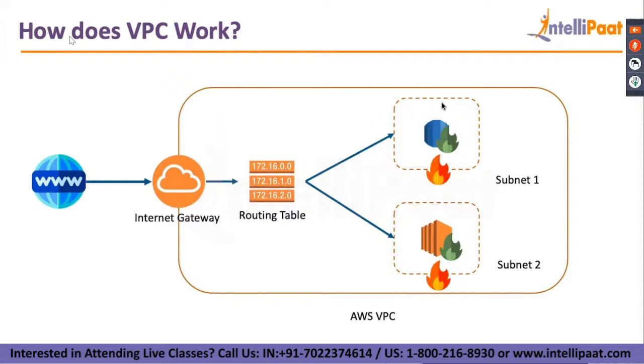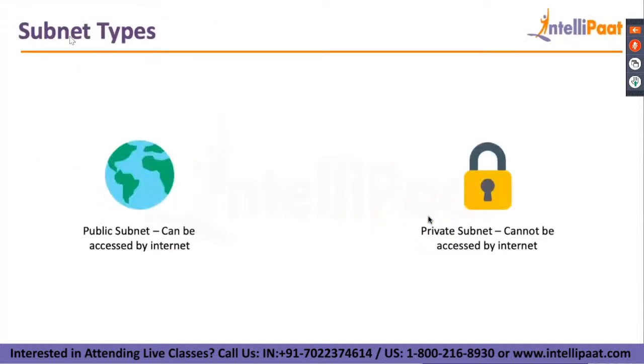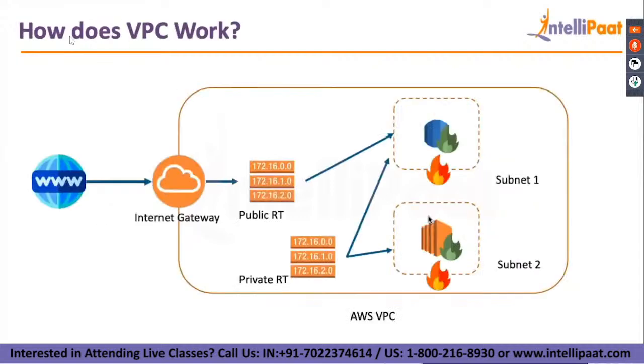But what I want is only one subnet should be able to be accessed by the internet, and the other subnet should not be able to be accessed by the internet. Now, how is that possible? It is possible using an architecture like this. What we are basically going to do is have two subnets.